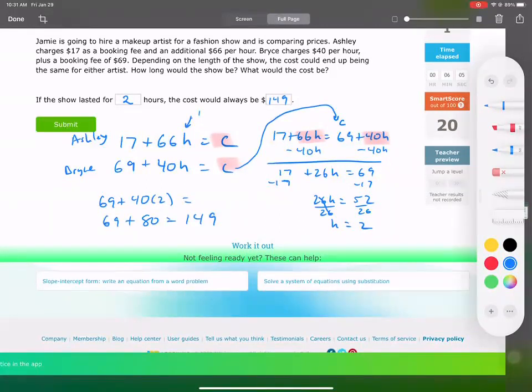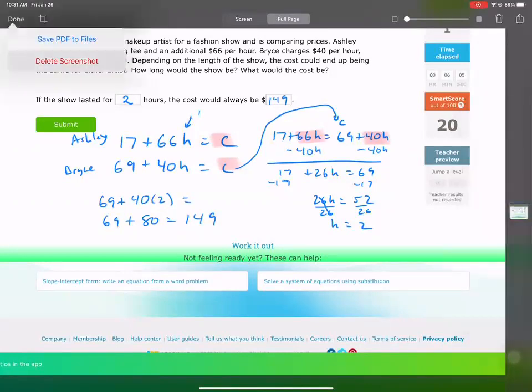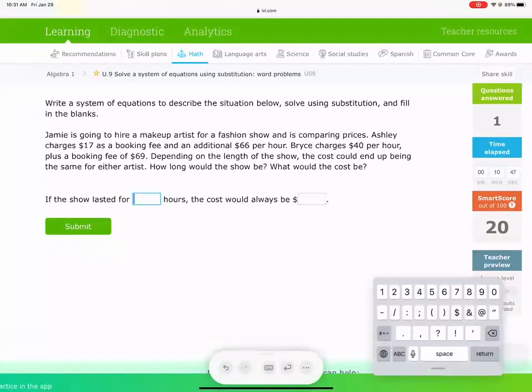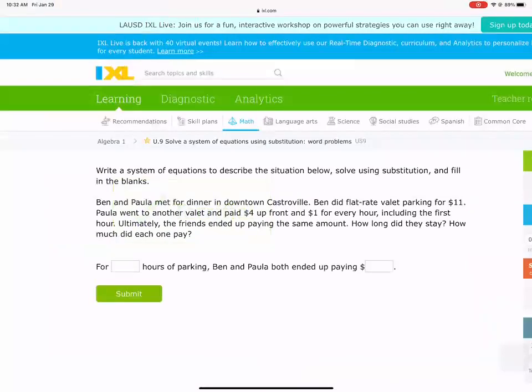So 149 in 2 hours. Let's go ahead and plug that in. 2 hours, and 149. All right, submit. All right, terrific.